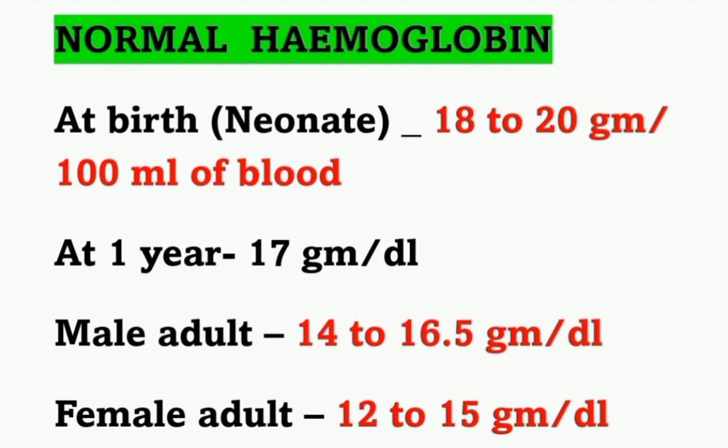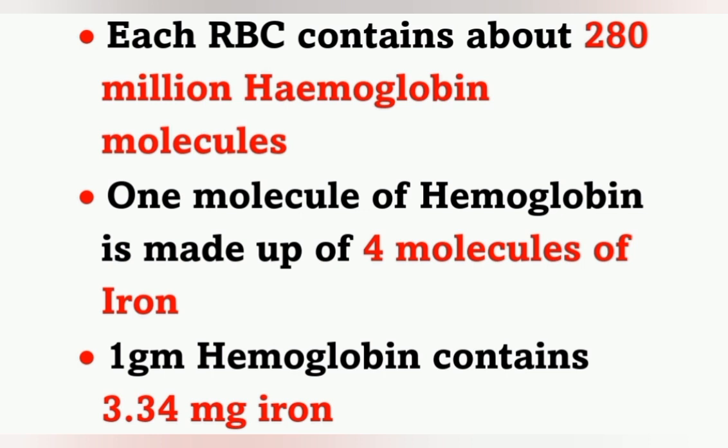Let's see the points. First we can see normal hemoglobin count in various age groups. At birth, that is neonate, the normal hemoglobin level is 18 to 20 gram per 100 ml of blood, that is 18 to 20 gram per deciliter. And at 1 year, it is 17 gram per deciliter. In male adult, normal hemoglobin count is 14 to 16.5 gram per deciliter, and in female adult it is 12 to 15 gram per deciliter. This is the normal hemoglobin level in various age groups.